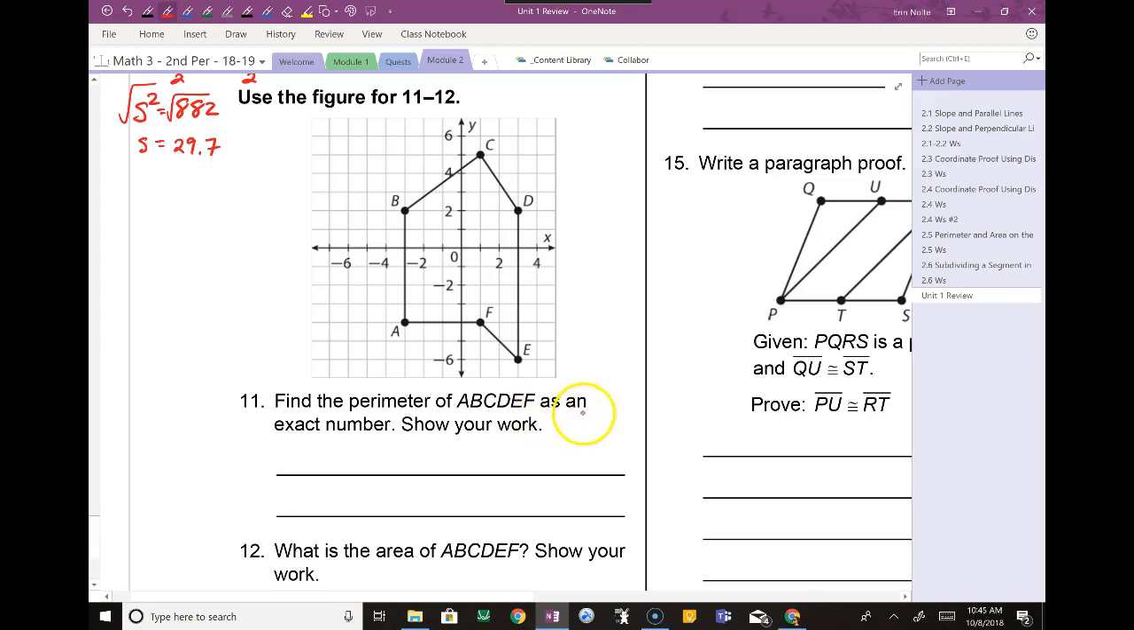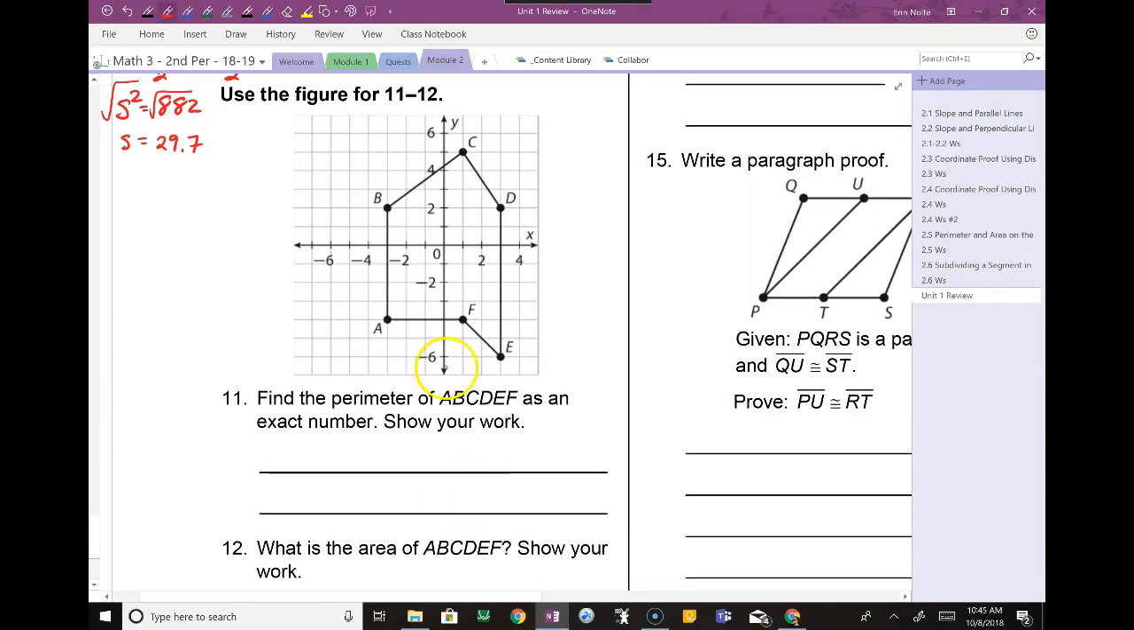And it does say as an exact number. So let me show you how to find that as an exact number. It's actually a little bit easier than doing it with the decimal, because then you have to use your calculator. So I'm going to start by finding the side lengths of the obvious ones, like the straight ones.